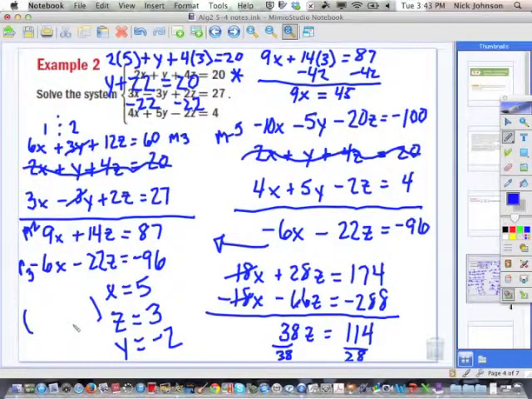So I just found x, y, and z. If I'm going to write this as my coordinate point, you go alphabetical order. So x is 5, y is a negative 2, and z is 3. Now that's a lot of work for one problem, and when I get back, I'm going to show you how to do this problem easier using your matrices and on your calculators. So let's move on.